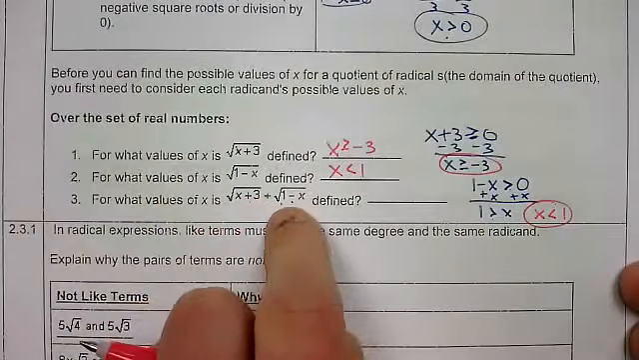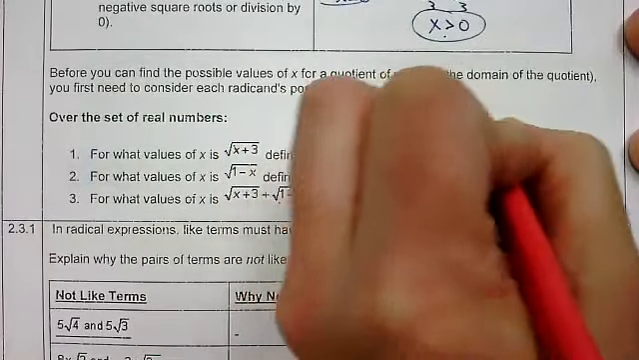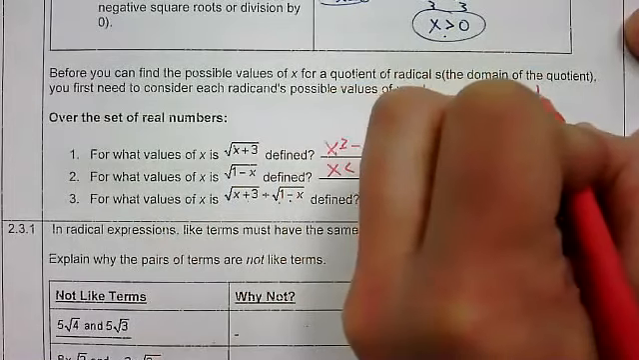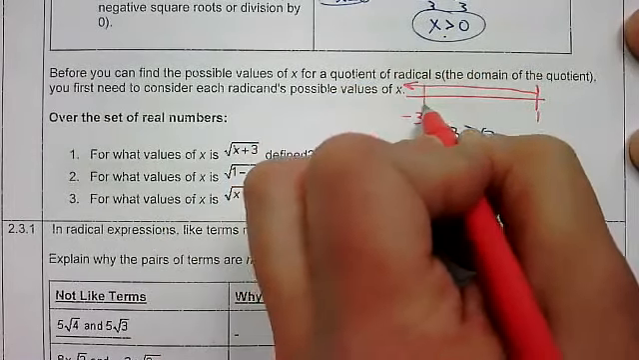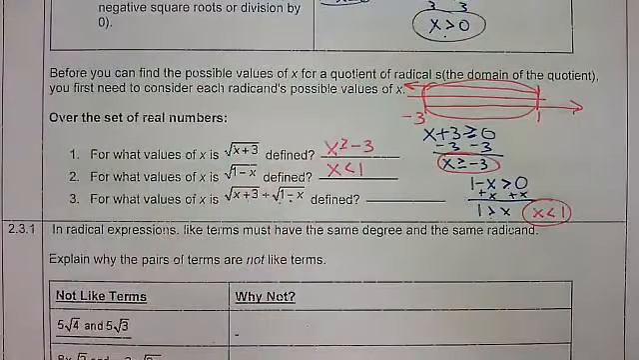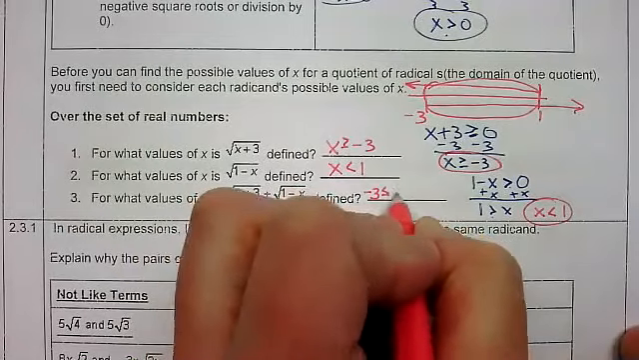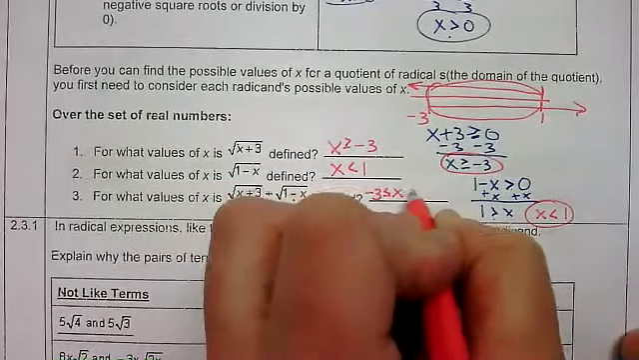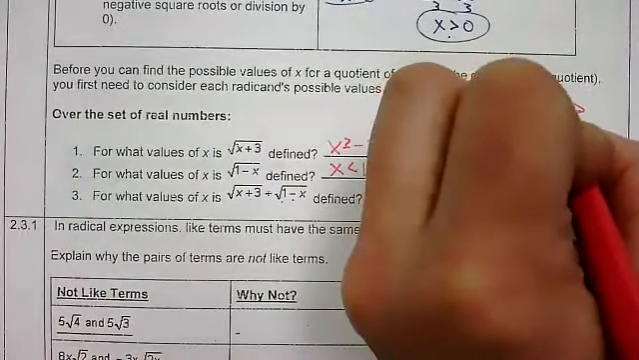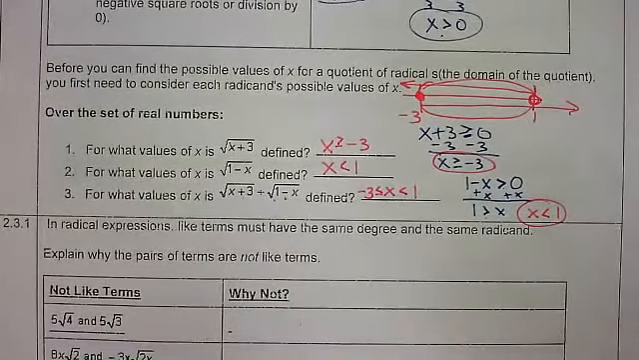Here, remember, it has to be where they overlap. If I draw a number line here, here's my negative 3, here's my 1. This one's going to go this way, and this one's going to go this way. This is where they're going to overlap. So my answer is negative 3 is less than or equal to x, which is less than 1, because I have to remember that it does not include 1, and it does include negative 3. So that is my total domain.